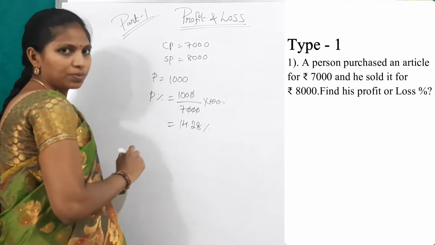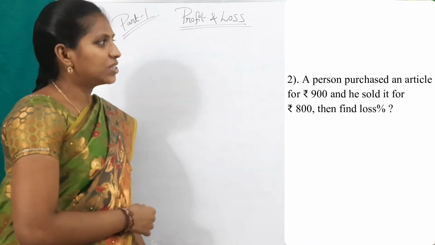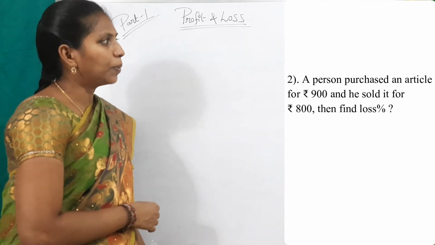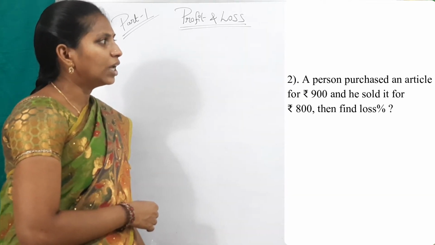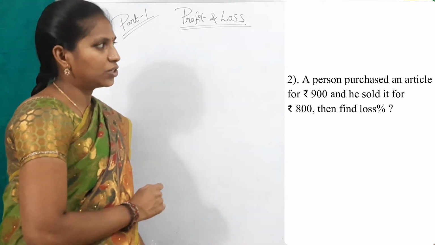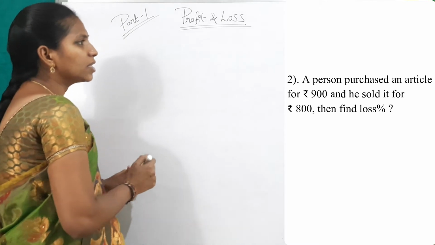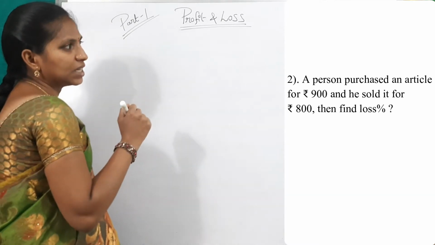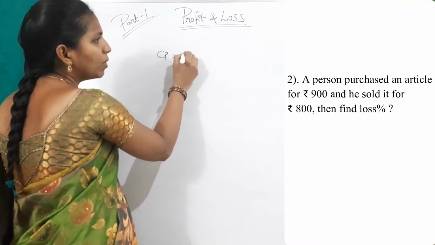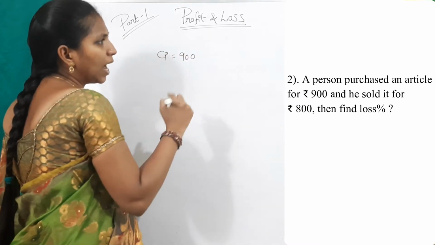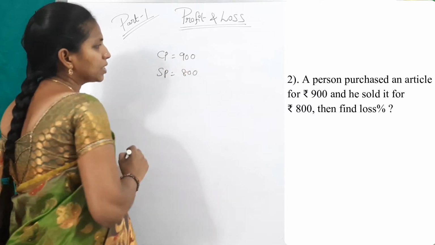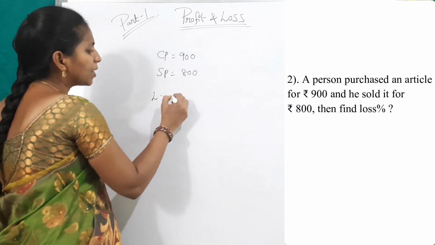14.28 percentage. See second question. A person purchased an article for 900 rupees and he sold it for 800 rupees. Then find loss percentage. Directly in this question they are asked loss percentage. Here a person purchased, cost price is 900 rupees and he sold it for, selling price is 800 rupees. Then find out loss percentage.